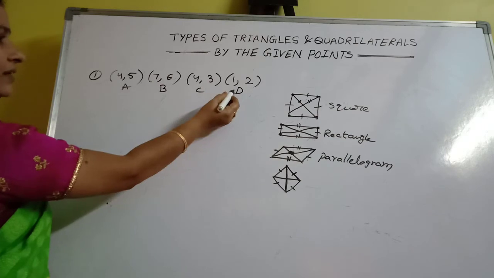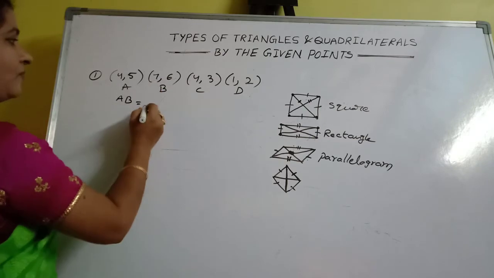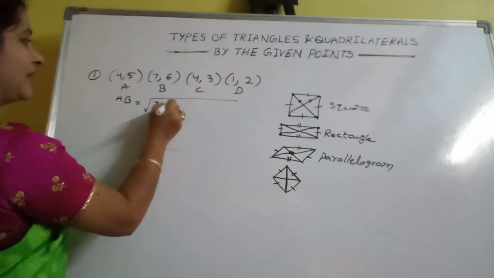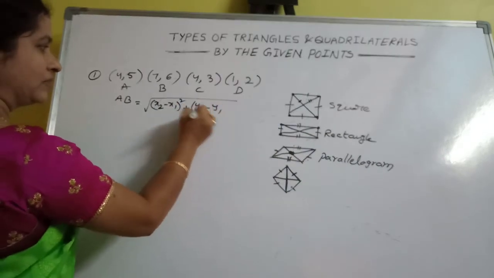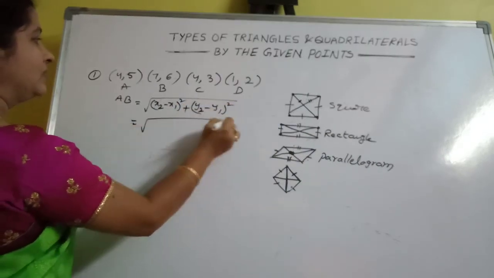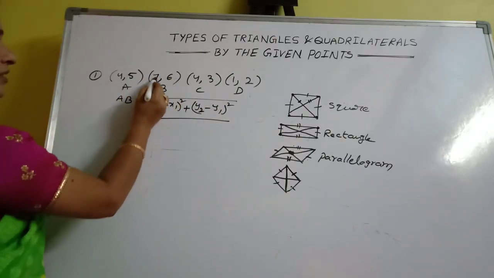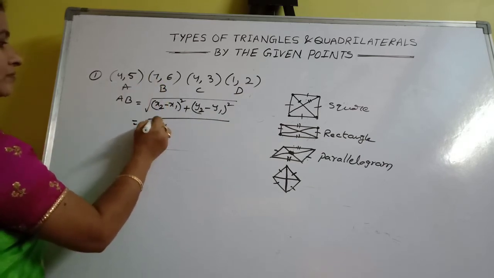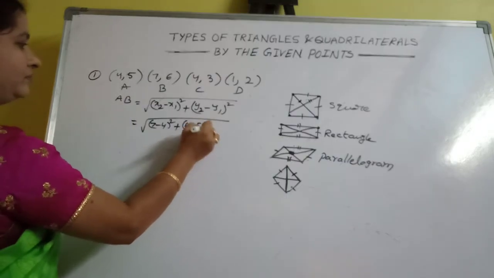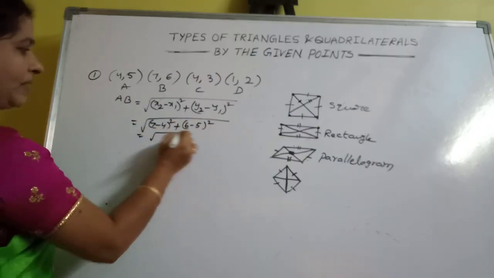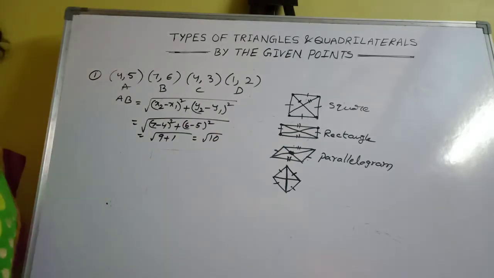Here 4 points are given like this. First you have to check the AB value. What is the formula? Square root of (x2 minus x1) whole square plus (y2 minus y1) whole square. So substitute the values in this one. x1, y1 and x2, y2. So x2 minus x1 is 7 minus 4, plus y2 minus y1, 6 minus 5. So 3 square is 9 plus 1, root 10. So the AB value is root 10.